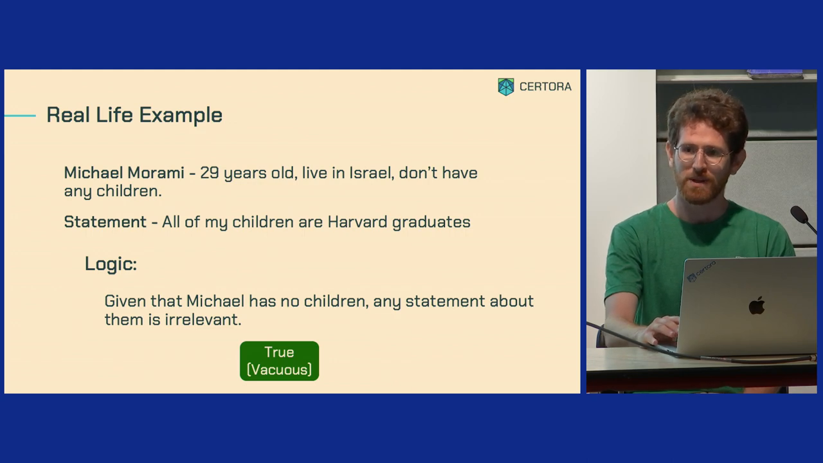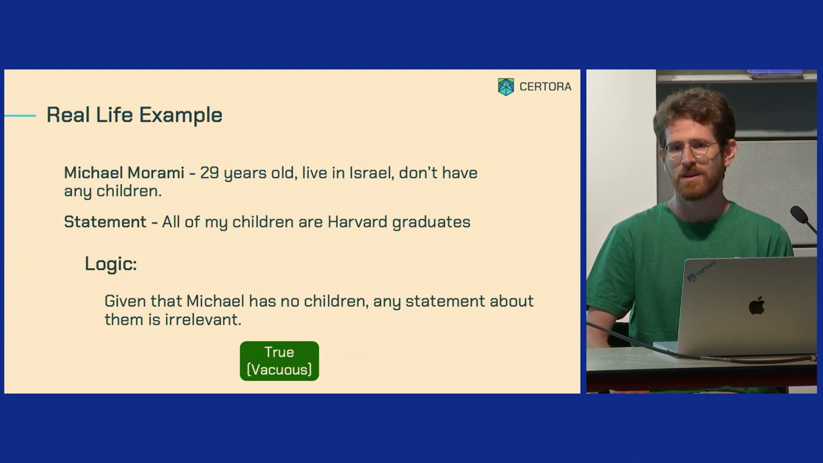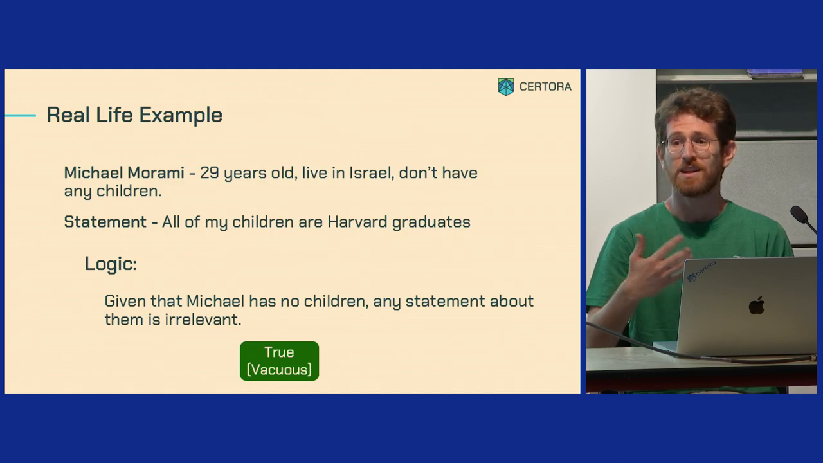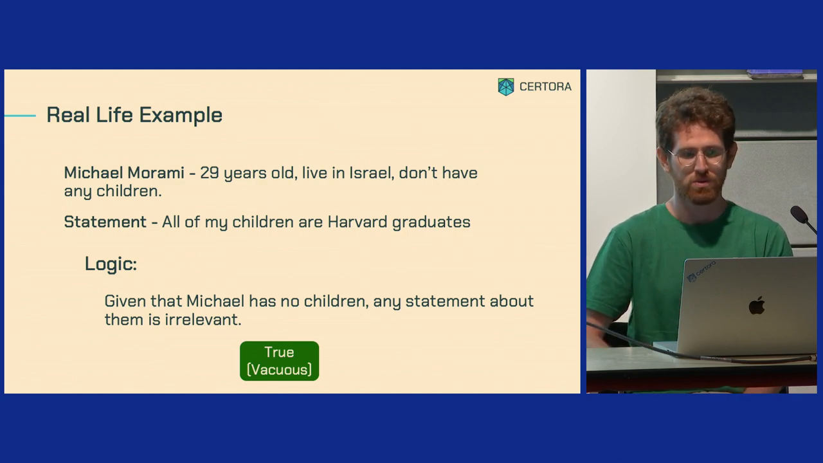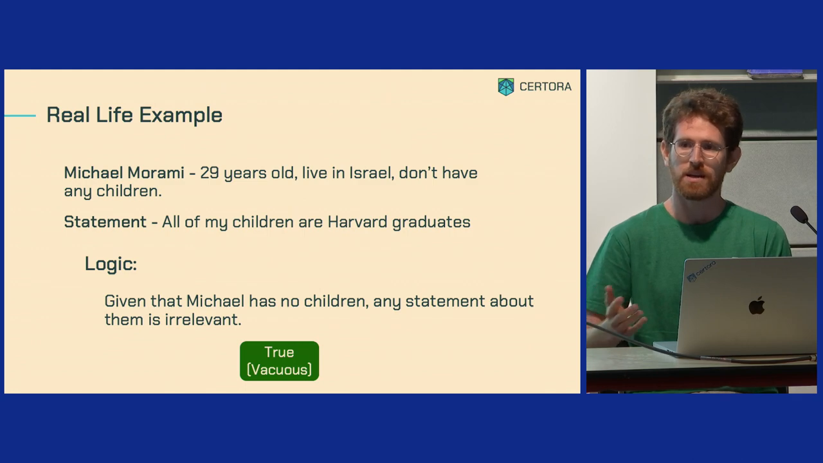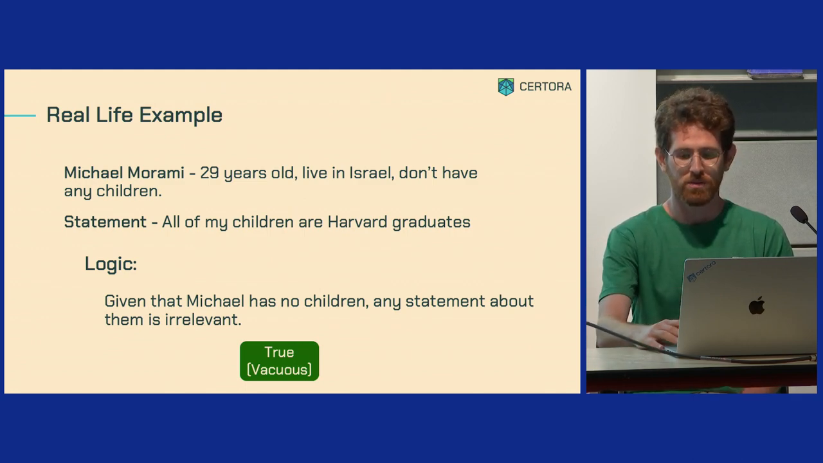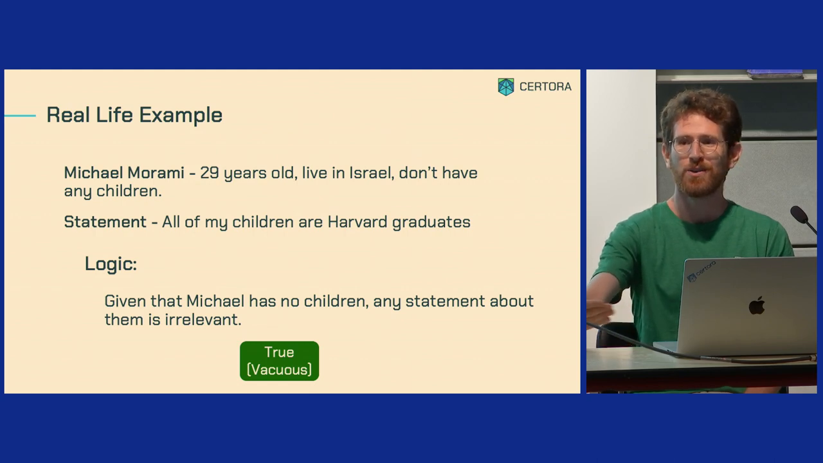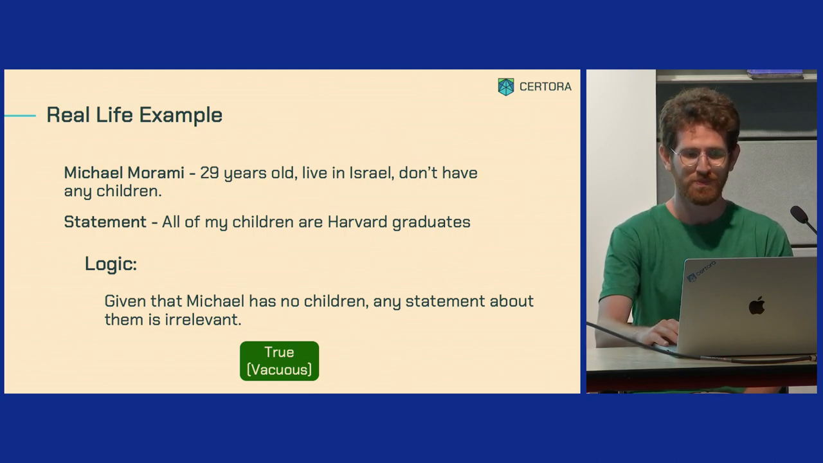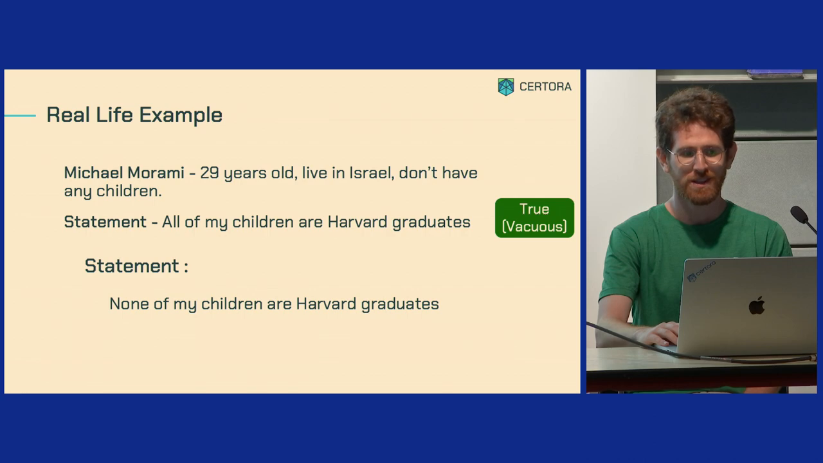This has happened because we tend to think about implication, like in English or in spoken language, as causality, like one thing causes the other. But mathematical logic defines it a little differently, which means if I can't show you otherwise, then it must be true.